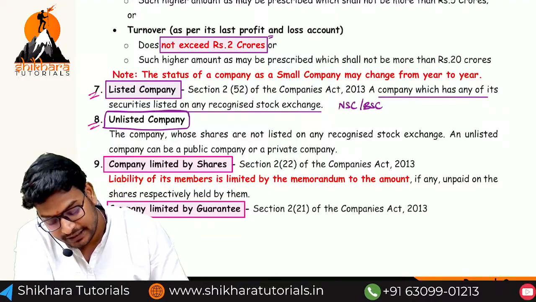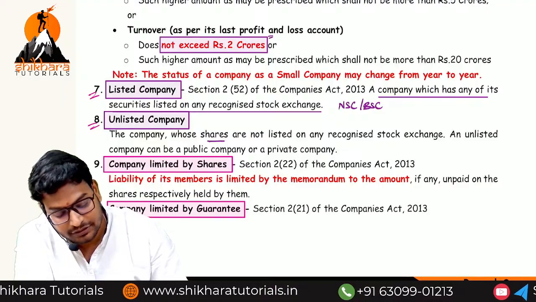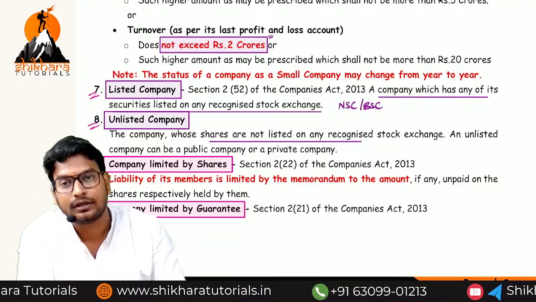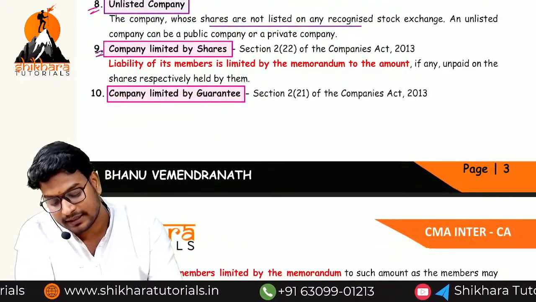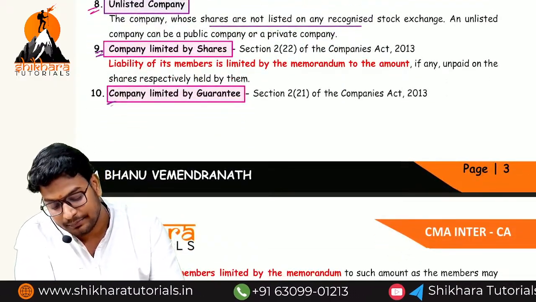Unlisted company. What is the meaning of unlisted company? A company whose shares are not listed is called an unlisted company. And we have discussed the company limited by shares and the company limited by guarantee.